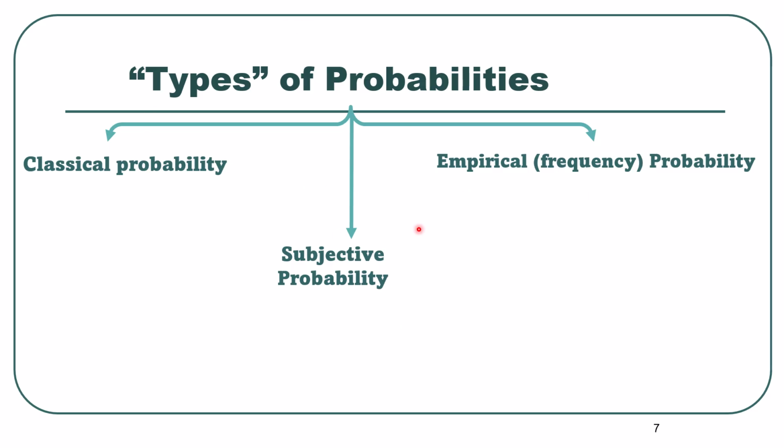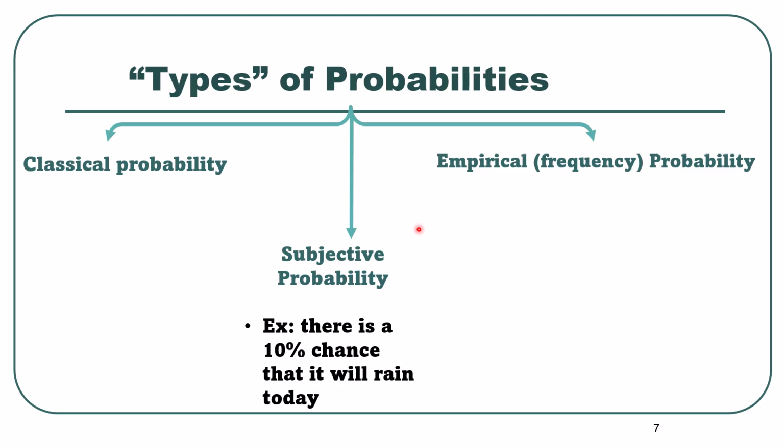Okay, let's begin with the subjective probability. The subjective probability is based only on an educated guess or an estimate from an expert in the field. For example, an expert can come and tell you that there is a 10% chance that it will rain today. So from where did he or she know that? He or she is an expert in that field and is able to quantify the chance of having rain today.